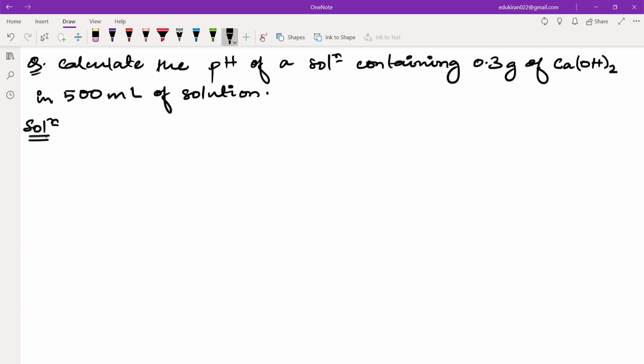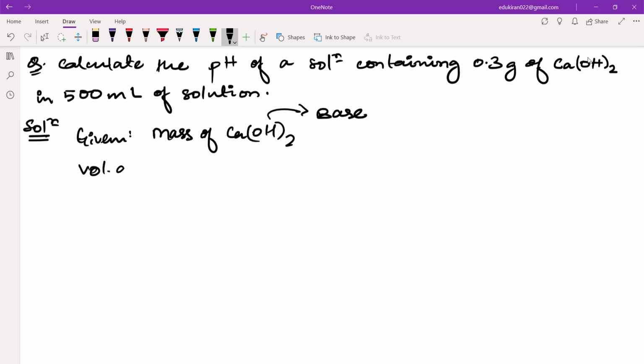So see, in this question, so long question. First of all, let us try to solve it and then we will calculate. First, you need to solve it mentally, without plugging in any numbers. So we'll see what is given. Given to me is, first of all, the mass of Ca(OH)2. And this is the mass of base, right? And we have also been given the volume of solution.